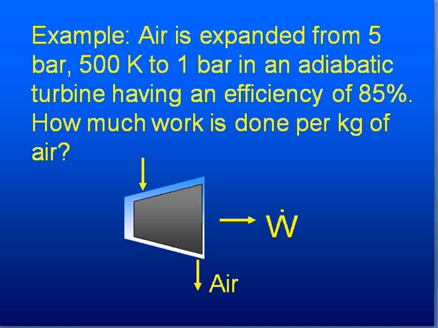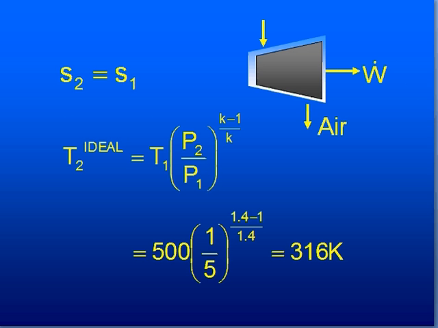Let's take an example. Air is expanded from 5 bar and 500 K to 1 bar in an adiabatic turbine having an efficiency of 85%. How much work is done per kilogram of air? So what we'll do is calculate the ideal work that would have been done had this process operated reversibly. So for the ideal work, we'll let S2 equal S1. So S generated is 0, and again it's adiabatic.